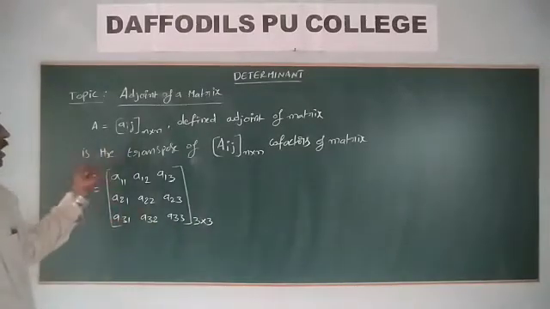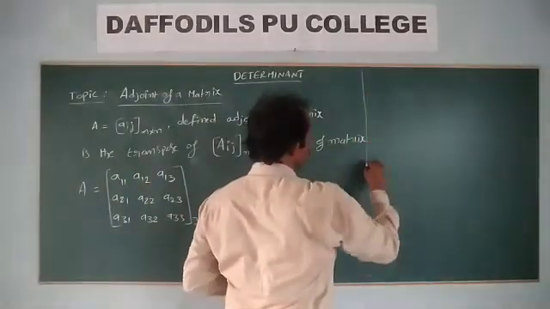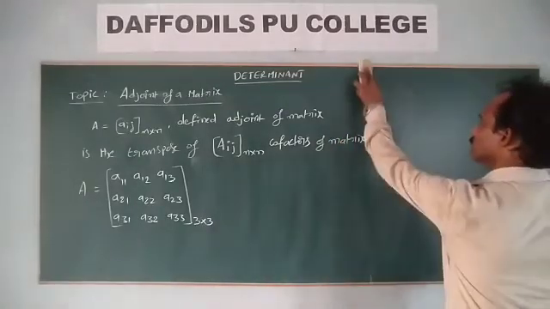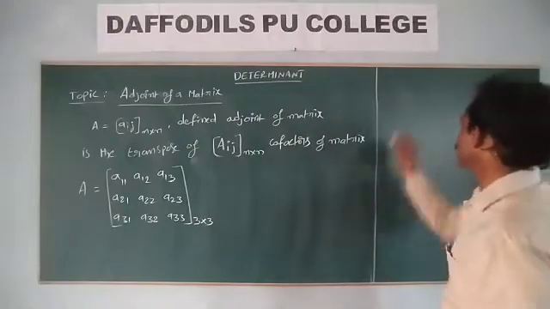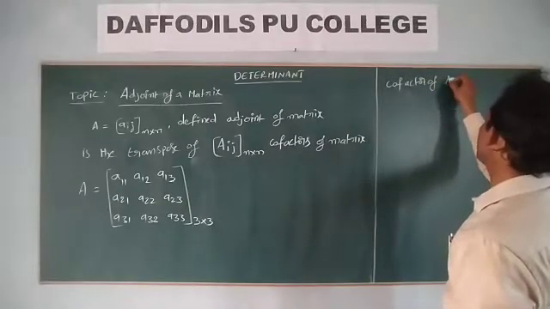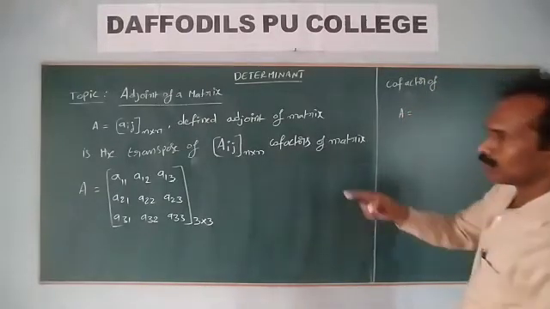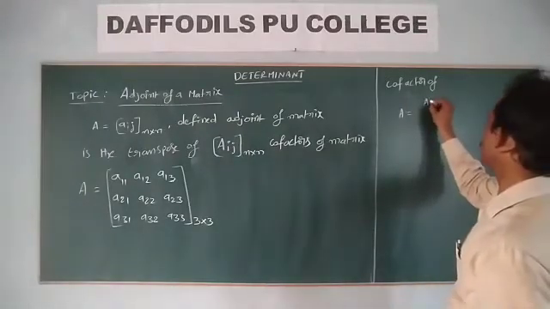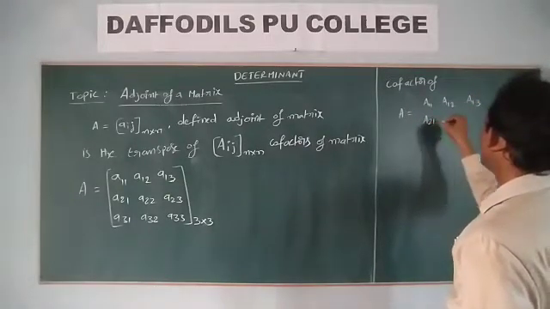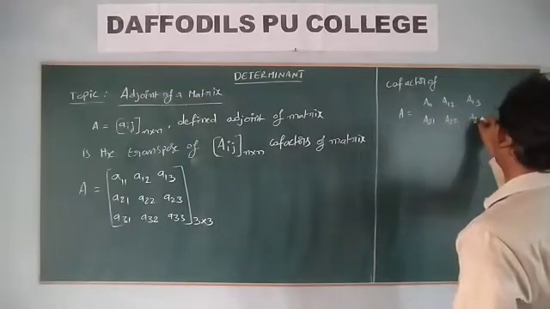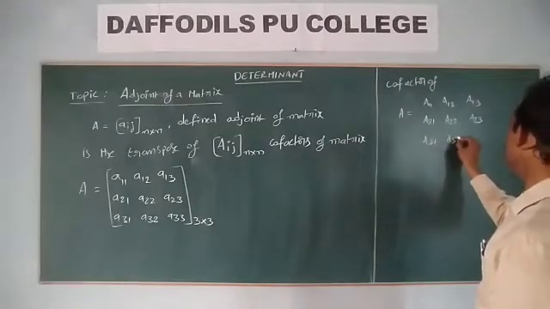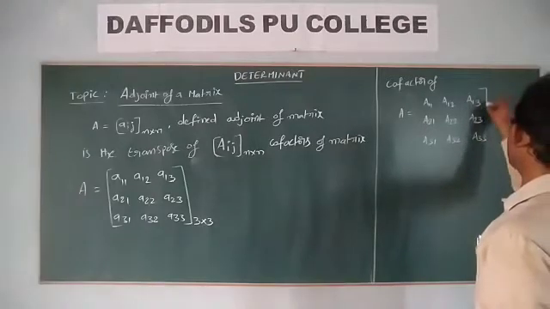First of all, the matrix. Next we will take the cofactors of A. The cofactor of A is equal to the cofactors A11, A12, A13, A21, A22, A23, A31, A32, A33.